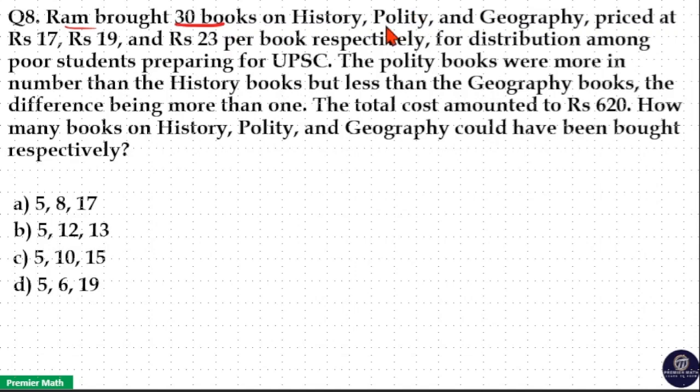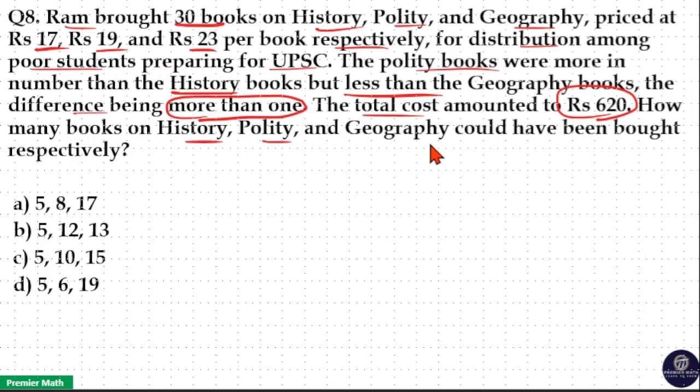Ram bought 30 books on history, polity and geography priced at Rs 17, 19 and 23 per book respectively for distribution among poor students preparing for UPSC. The polity books were more in number than history books but less than geography books, the difference being more than 1. The total cost amounted to Rs 620. How many books on history, polity and geography could have been bought respectively?